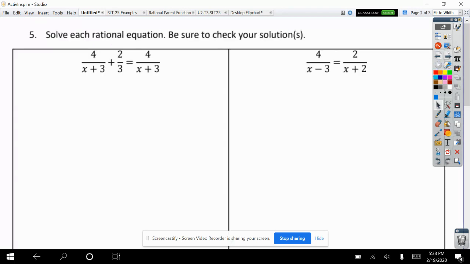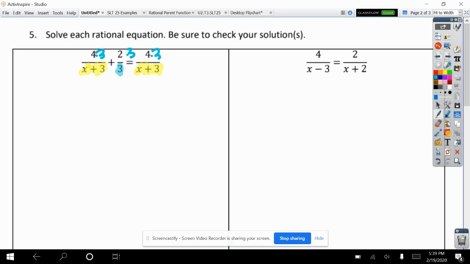All right, now I'm going to do all these solving problems. So the first one, 4 over x plus 3 plus 2/3 equals 4 over x plus 3. So here I see two different denominators. I see x plus 3 as one denominator, and then I see 3 as another denominator. And I know that to solve this, I want to get rid of my denominators. The way I'm going to get rid of a denominator is by multiplying by that denominator. So if I start with 3, if I want to get rid of 3, I know I want to multiply everything by 3, because I can't just multiply that one by 3. I have to multiply everything by 3.